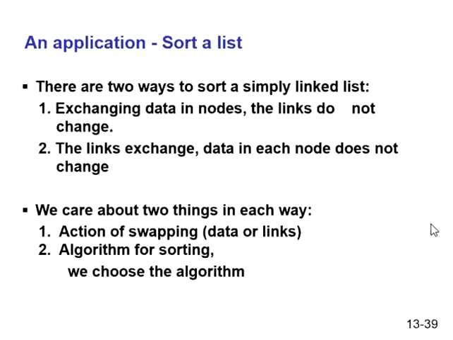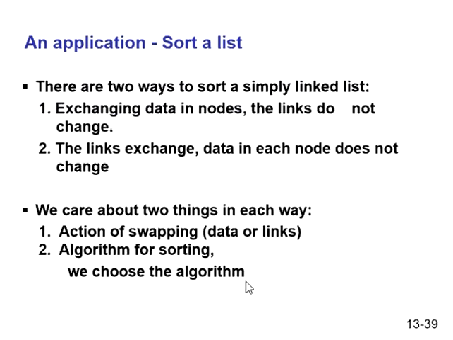So now we check an application for sorting a list. There are two ways to sort linked lists. The first one, if we use the idea to change the data in nodes, the links do not change. And the second way, the links change, the data does not change. We care about two things in each way. The first, the action of swapping. So depending on the first way or the second way, we swap the data or we swap the links. And the second action, we use the algorithm for sorting.